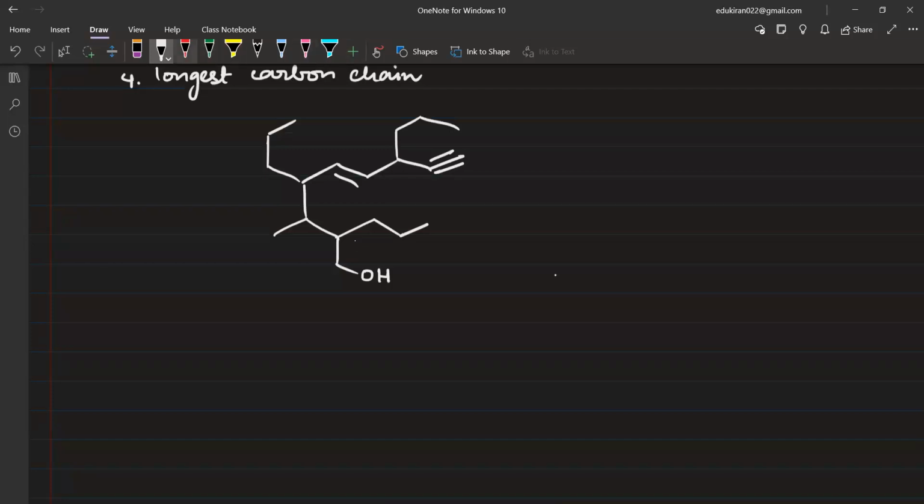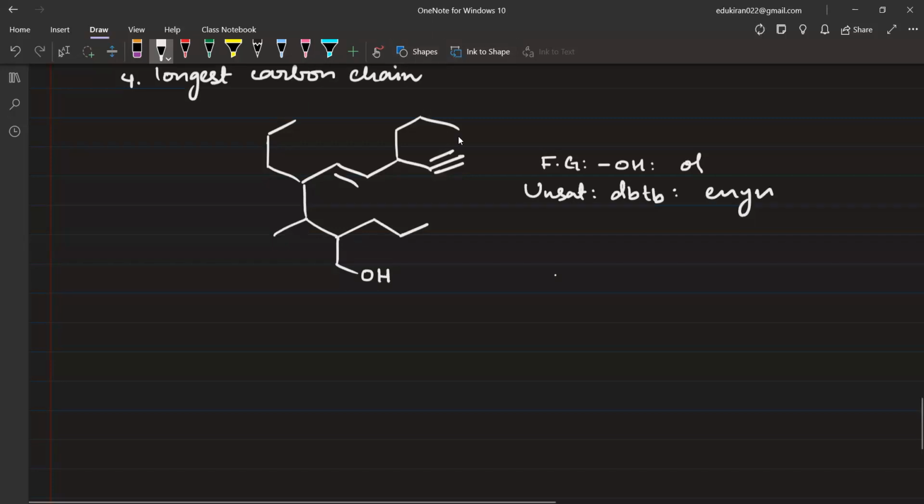Okay, please see. First of all, identify the functional group. What is the functional group here? Functional group is OH, that means it is alcohol. What is the unsaturation? Tell me, guys. We have here a double bond as well as a triple bond. Double bond and triple bond both are present, so it is going to be enyne. Correct, guys? Just please tell me.